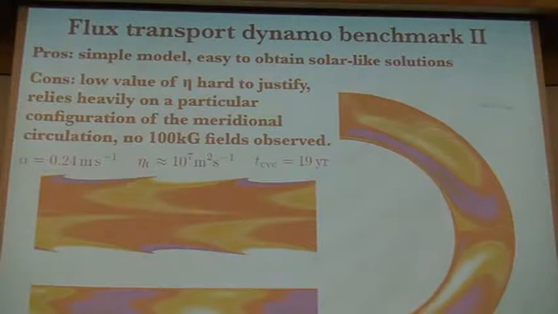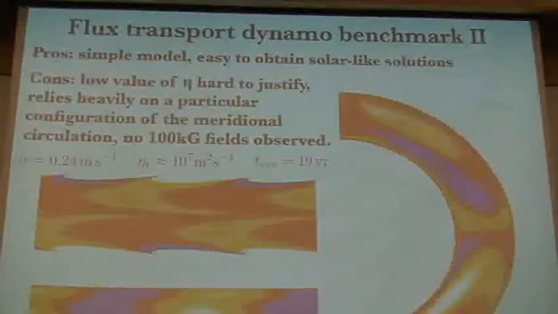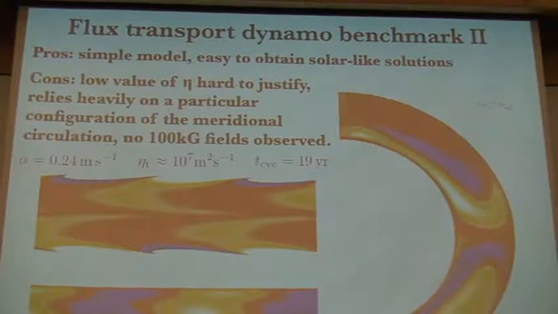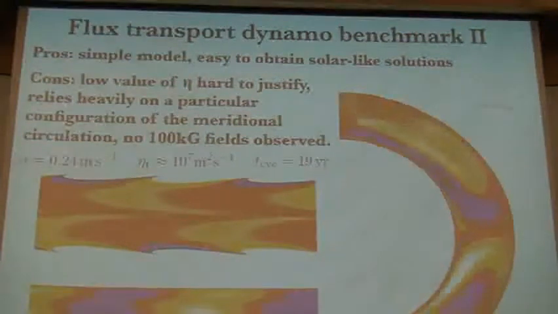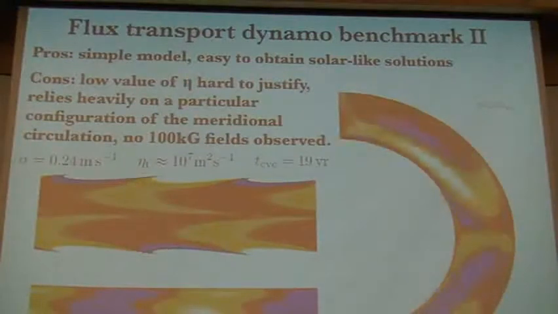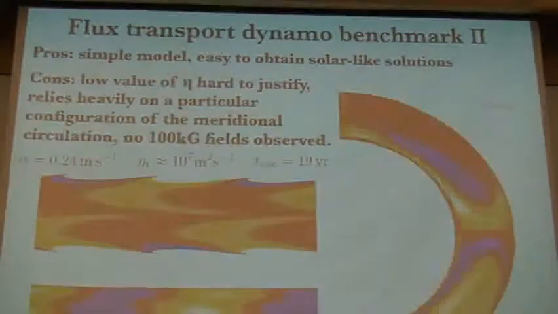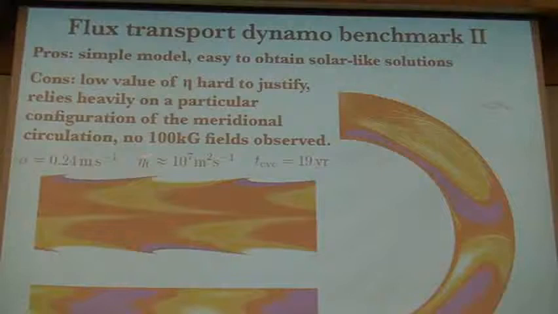What is very good about this model is that it's fairly simple, and it produces quite easily these solar-like butterfly diagrams. But there are also problems with this model. This low value of eta is quite hard to justify from a theoretical point of view, because we would expect in the solar convection zone, from simple arguments, at least one order of magnitude more turbulent diffusion.